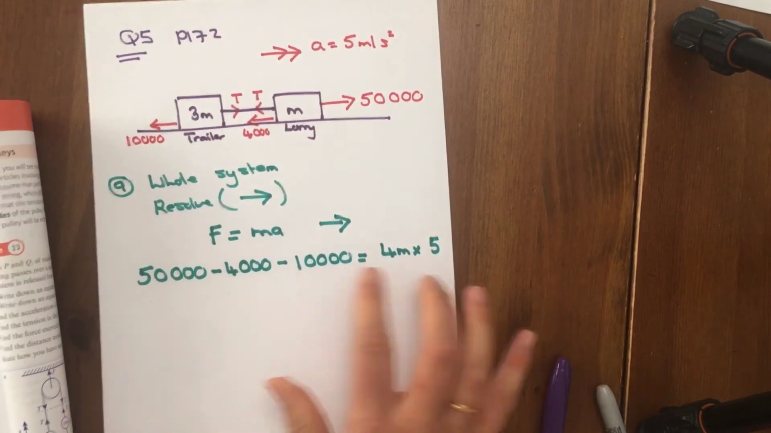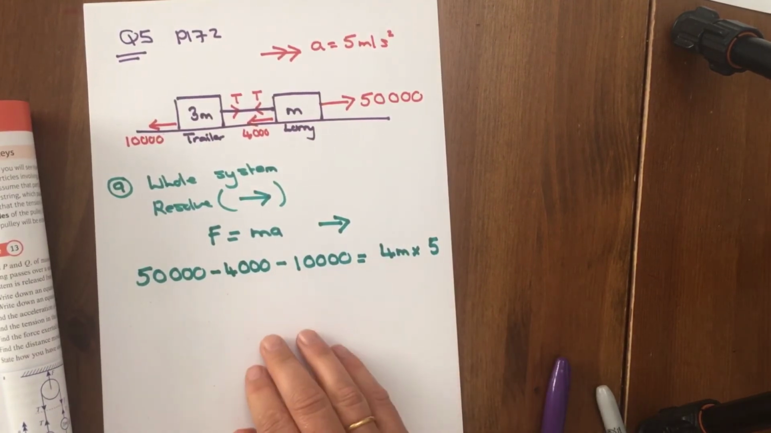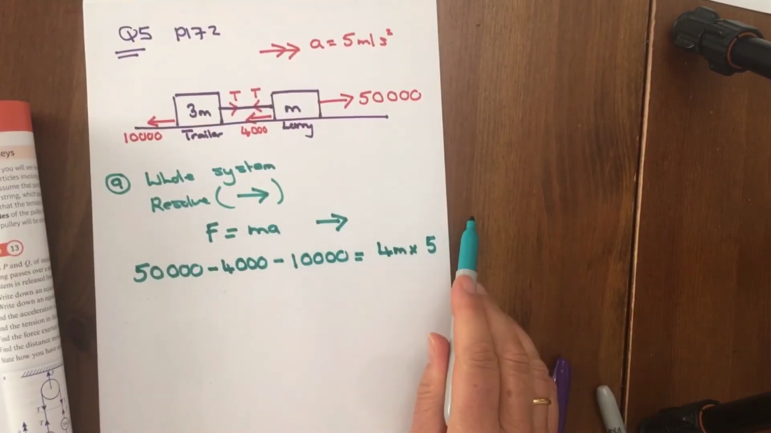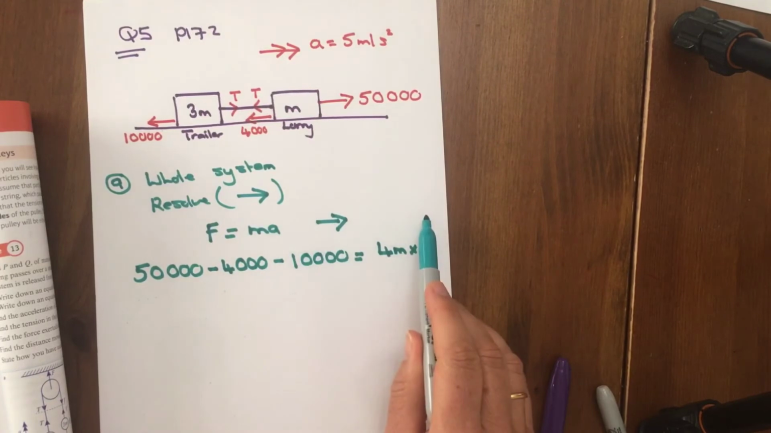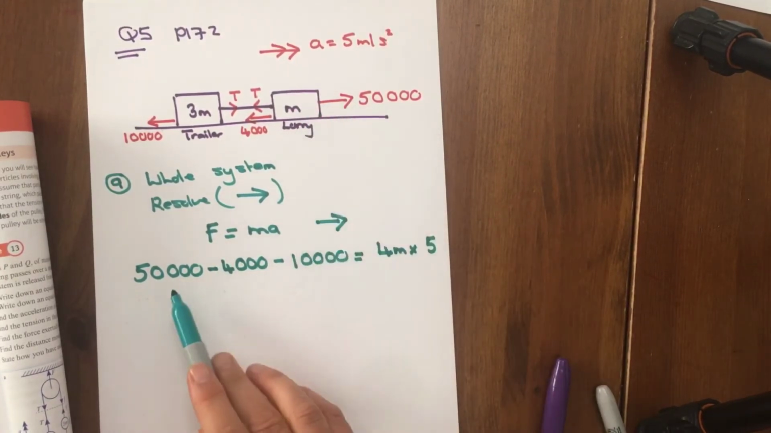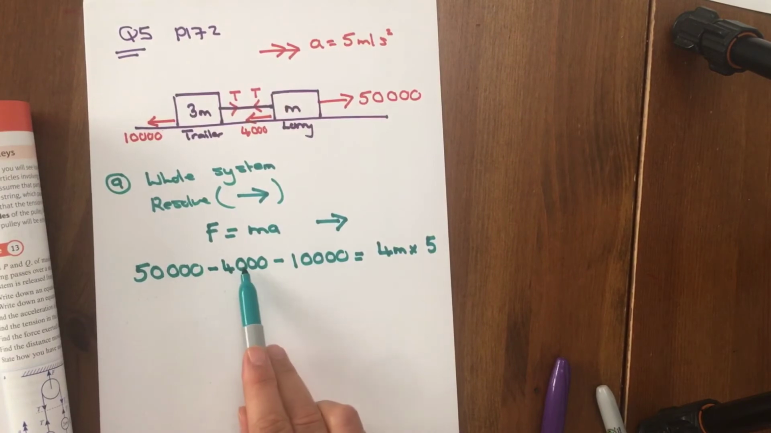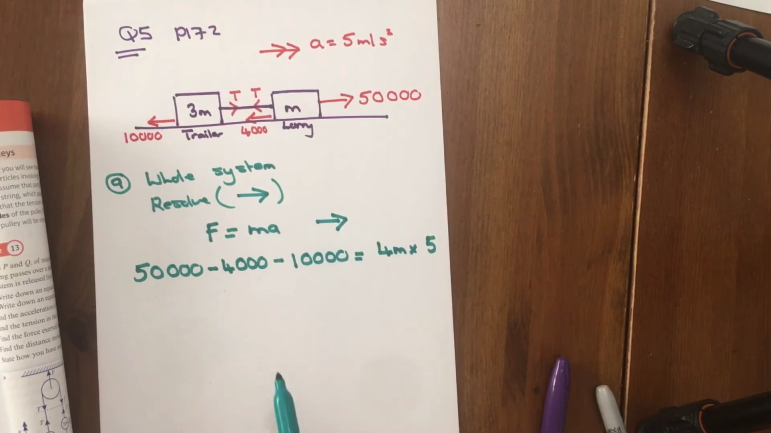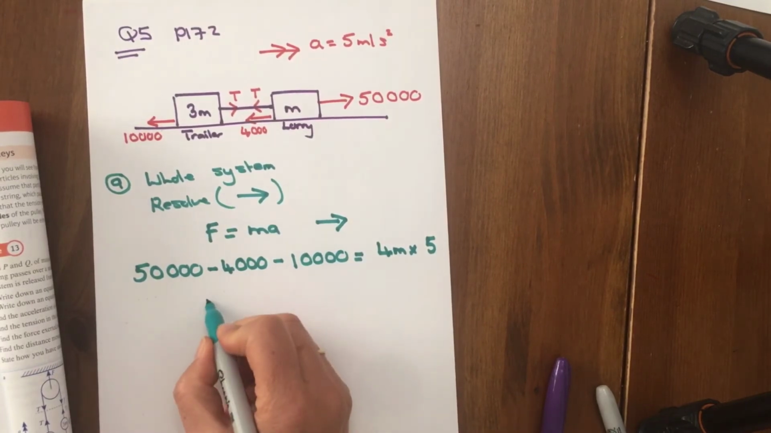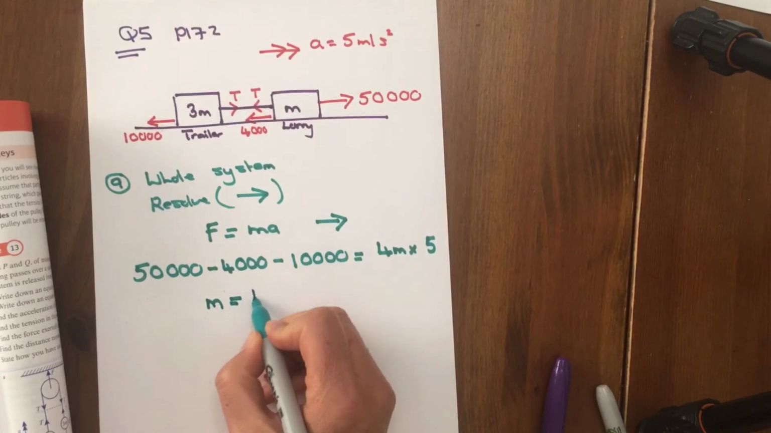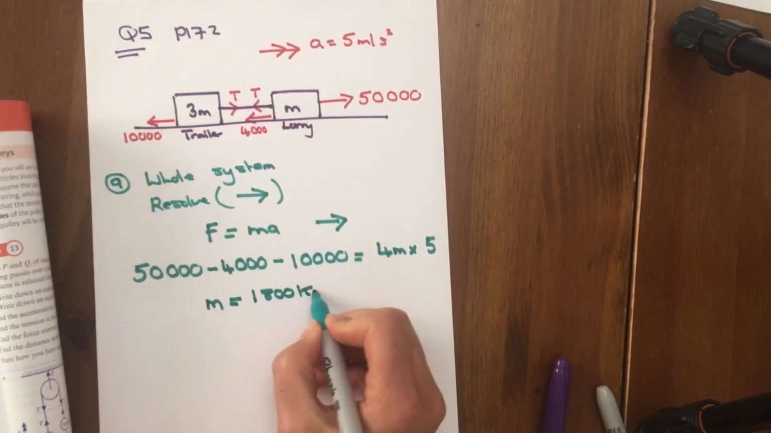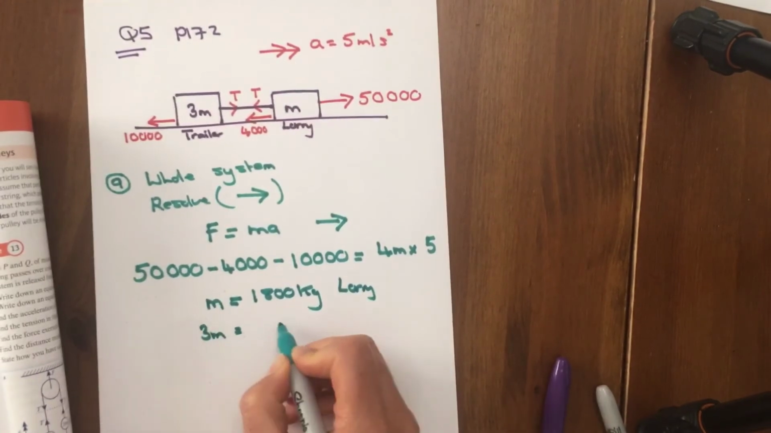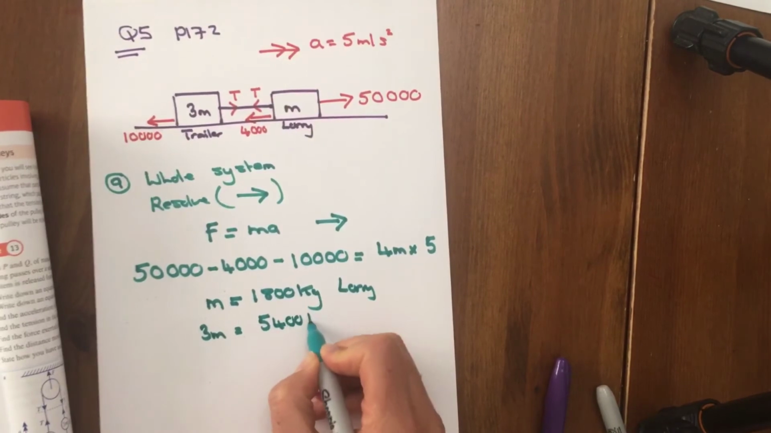Okay, now once you've got this formula, life becomes really easy for you. So let's go through that again. F equals ma, resolving it in this direction towards the right. So the forces, I look at all the forces, positive, negative, negative, equals the whole mass times the acceleration. Now, if I solve that, I will get m, which is the mass of the lorry, to be this much, and 3m, the mass of the trailer, to be this much.